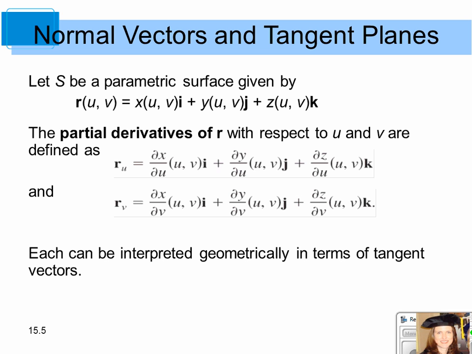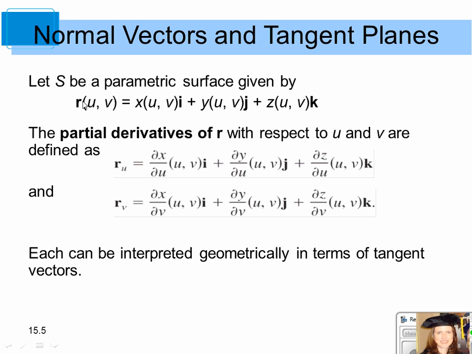Let's begin by talking about normal vectors and tangent planes. Let S be a parametric surface given by r in terms of u and v equals x of u and v i plus y of u and v j plus z of u and v k. Now the partial derivatives of r with respect to u and v are as follows.